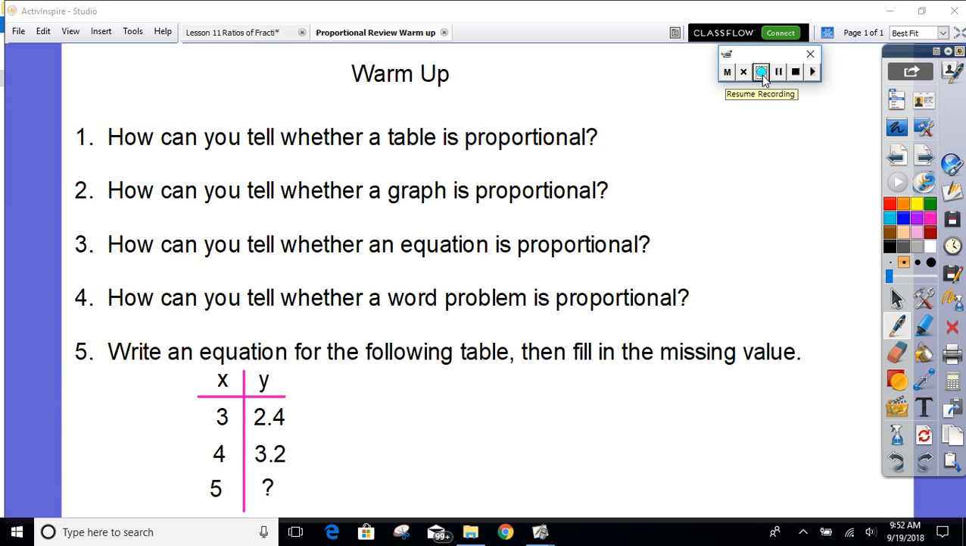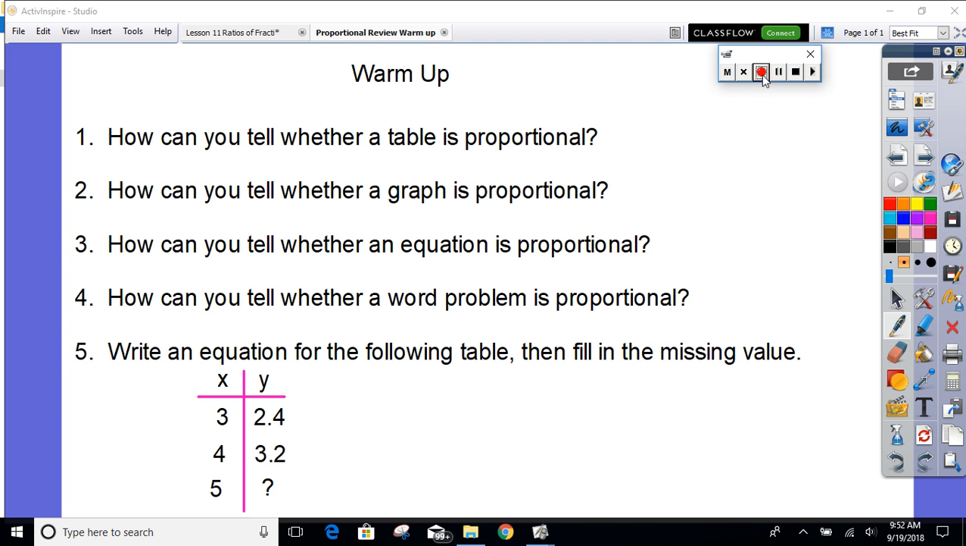Okay, so we're going to go over this warm-up. I'm going to ask you guys some questions, and then we'll talk about them as we go. So this is a review. You guys are going to have a test. We're going to do a practice test tomorrow, and we're going to do your real test on Friday. So this is the big test, the one worth at least 25 points. Sometimes they're worth up to 50 points, depending on how I decide to weight them.